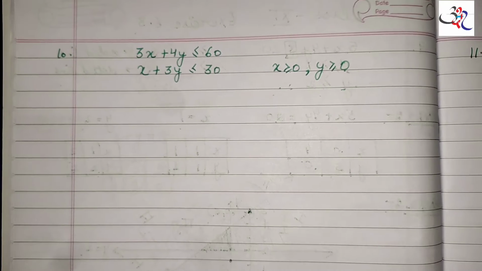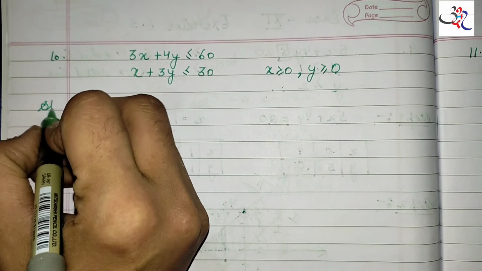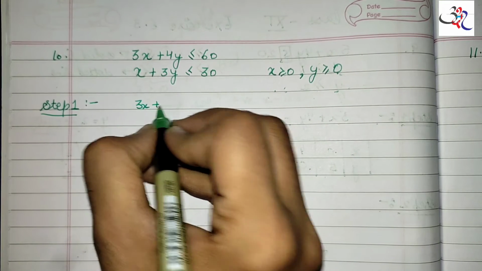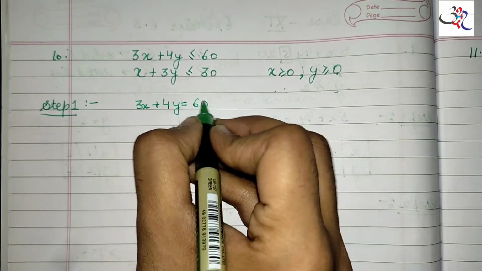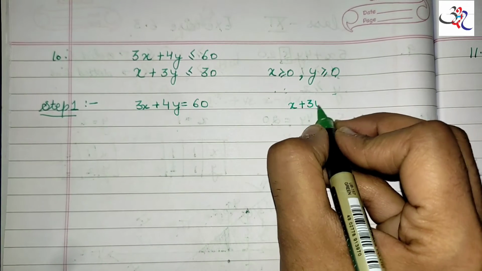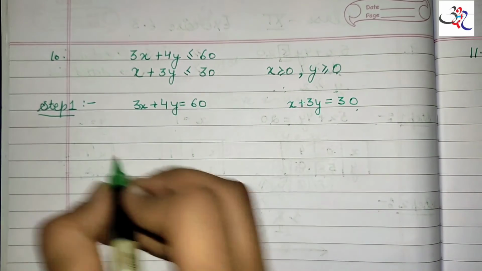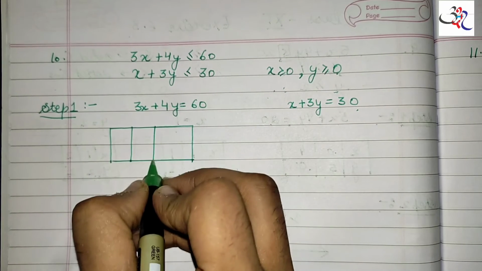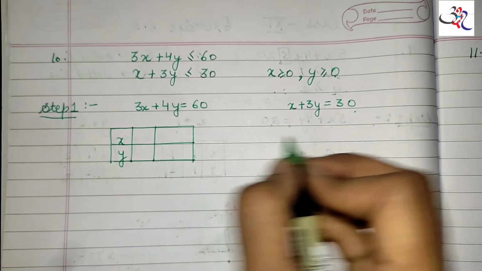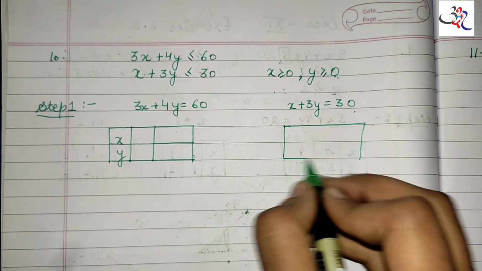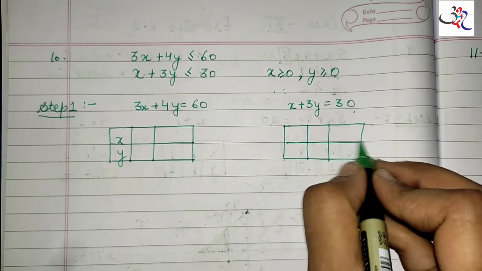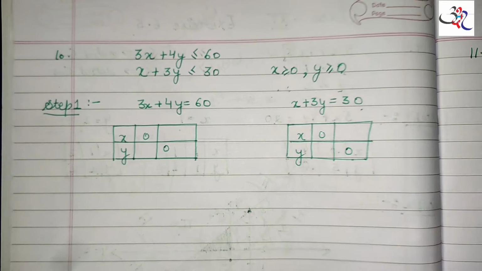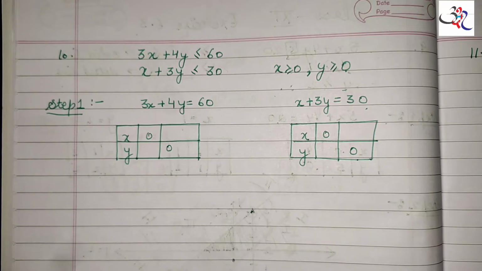Okay, moving to question number 10. Again we have to follow the same steps. Step number 1 is that we have to forget about the inequality symbol. x plus 3y is equal to 30. Then we will find the points of the lines. So how do we find the points of the lines? Imagine that x is equal to 0 and then imagine that y is equal to 0 for both the lines. Take x equal to 0 and y equal to 0, and find the second coordinate.